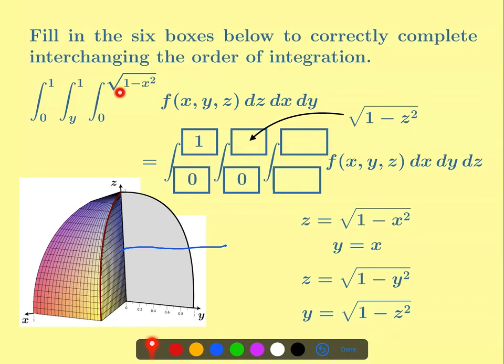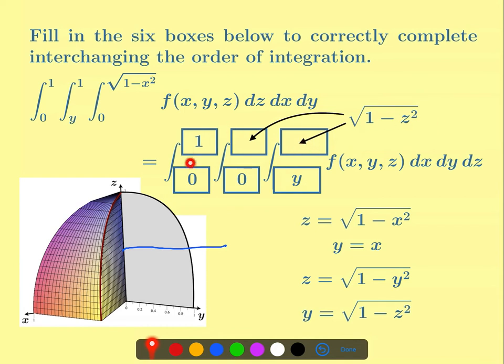So z equals this. Squaring both sides, z squared equals 1 minus x squared. So x squared will equal 1 minus z squared. Take the square root. Again, x is positive, so it's going to be the square root of 1 minus z squared. So here, x equals the square root of 1 minus z squared is the same thing as z equals the square root of 1 minus x squared. So x is going from this plane, x equals y, to this, where x equals the square root of 1 minus z squared. So we get that then for our limits of integration on x: x equals y to x equals the square root of 1 minus z squared.